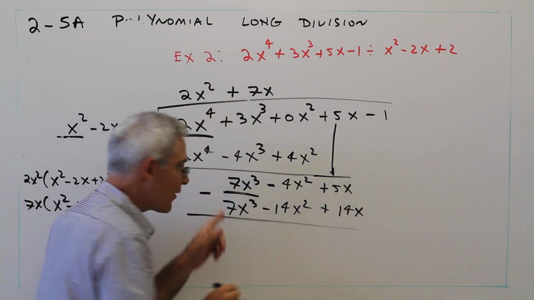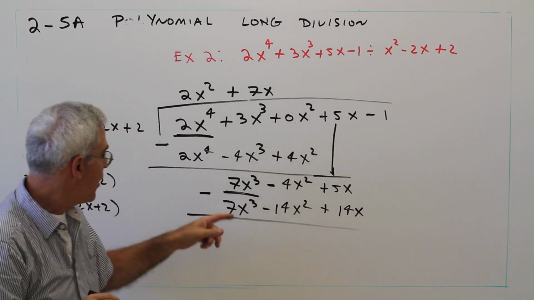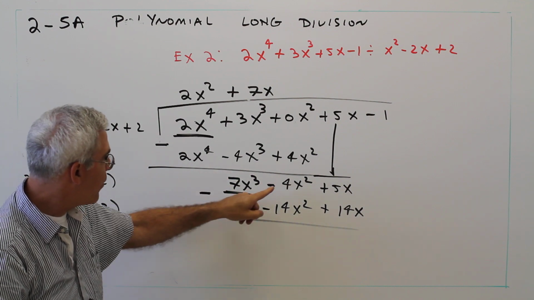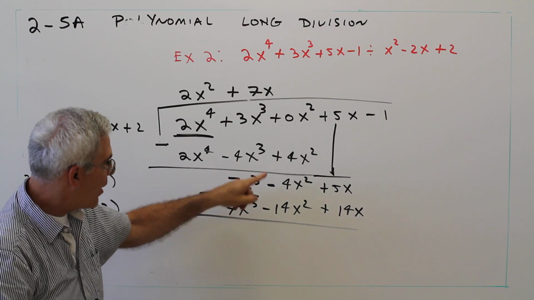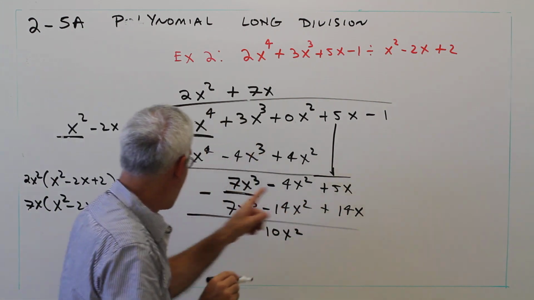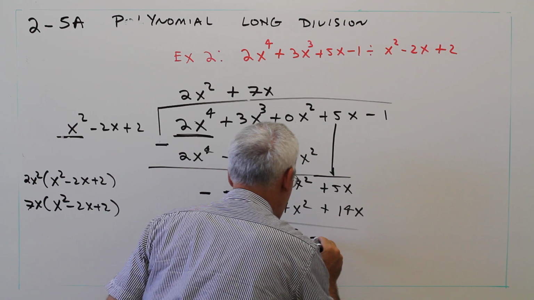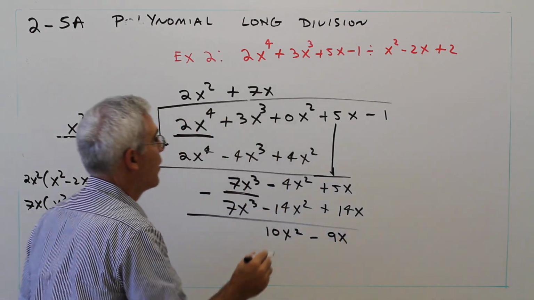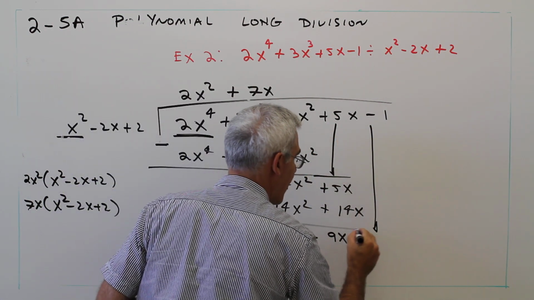Again, I will subtract. Common mistakes are made in there. So something minus itself is 0. Minus 4x squared minus a minus, it's going to be plus. So 10x squared. 5 minus 14 is minus 9x. Carry down the last term.